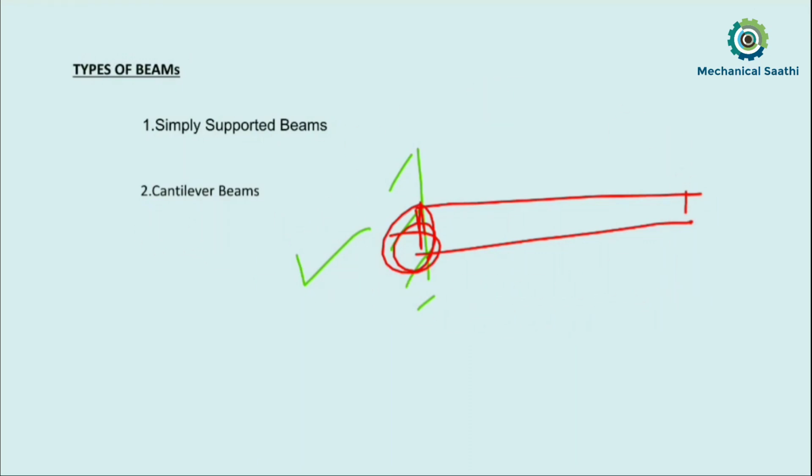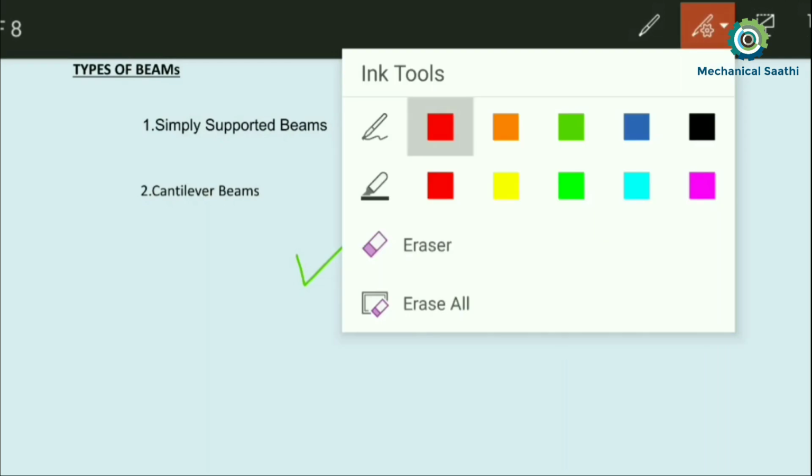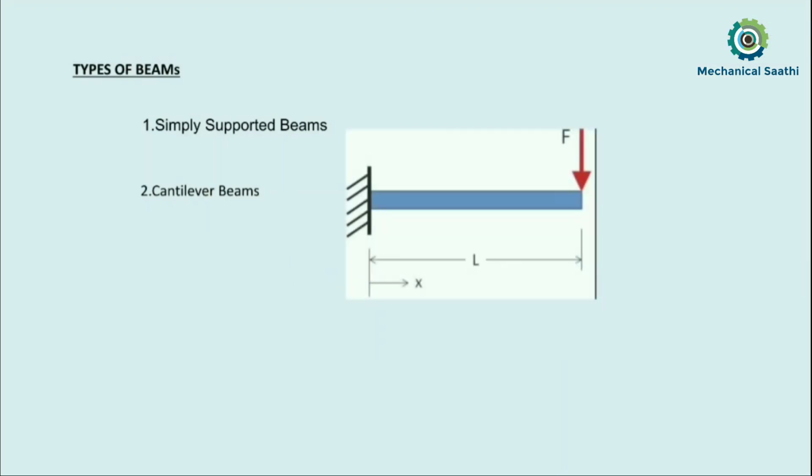Okay, so let us see the diagram. Let me erase this one. Okay, so this is the cantilever beam. Here one end of this beam is fixed and the other end is free, and here the load is being applied. So load can be applied anywhere, but the beam should be like this. One end of the beam should be fixed and the other end of the beam should be free.